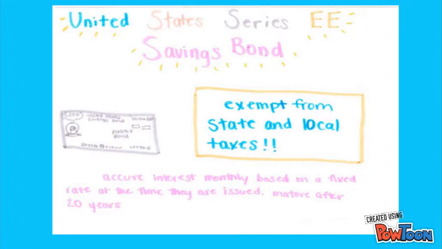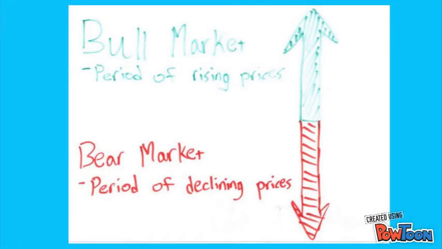United States Series EE Savings Bond. They're exempt from state and local taxes. A bull market is a period of rising stock prices. A bear market is a period of declining stock prices.